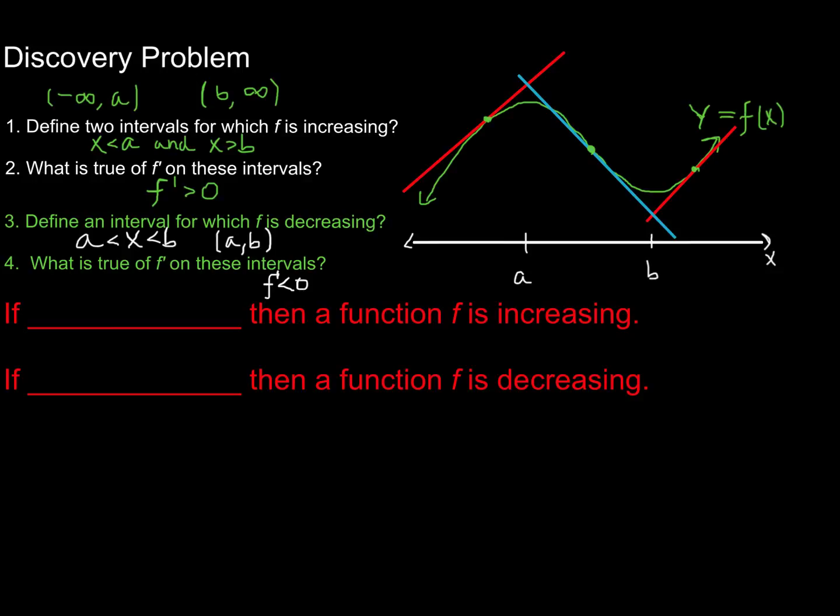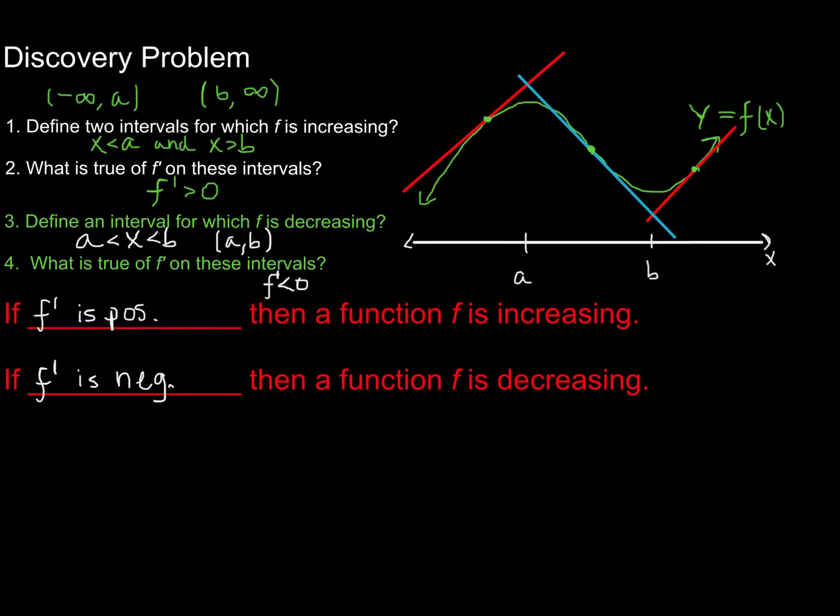And so we can kind of see here that if the function is going to be increasing, well, then we need the derivative to be greater than 0. All right? So if f prime is positive, I'll just write POS. If f prime is positive, then a function is increasing, and similarly, if the derivative f prime is negative, then the function f is decreasing.